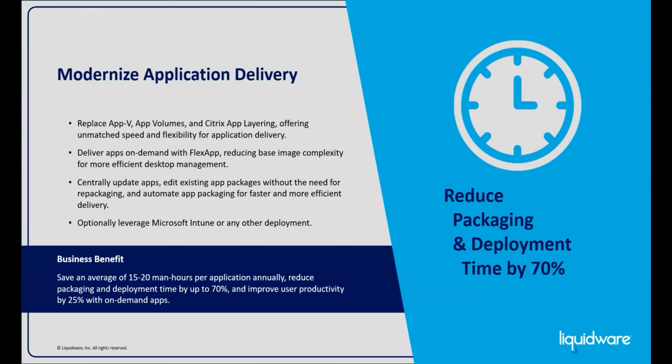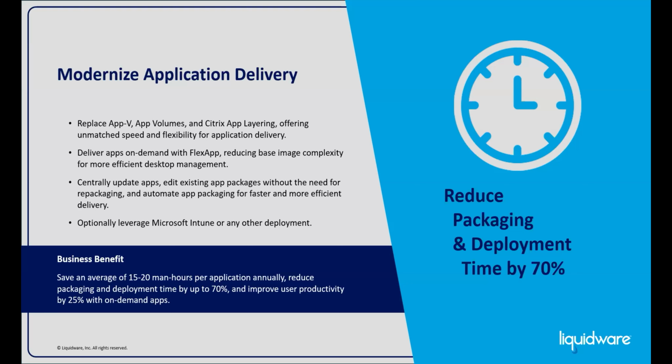We're the first to deliver applications on demand with something called click to layer. We don't call it layering anymore because we're not really layering, but it is on-demand applications. And with all these technologies, we're reducing base image complexity, because when you start building up images just to deliver apps, all that can be avoided by delivering applications just in time, the way that you can through FlexApp. You can centrally update the apps. You can edit existing app packages, another innovation that we have had for many years, without the need to repackage the apps totally from scratch. And you can automate the app packaging.